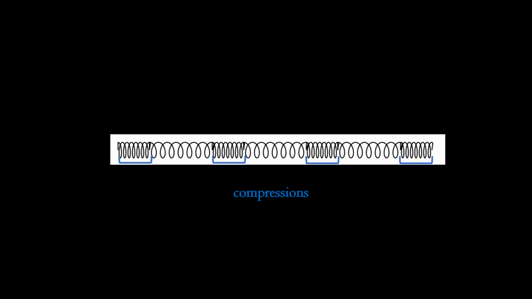However, there are also regions on this diagram where the pressure is low, meaning that the spirals are far apart from each other, such as here, here, and here. This region of a longitudinal wave is called a rarefaction. This is the area of low pressure. This means that at these regions, the particles are far away from each other.